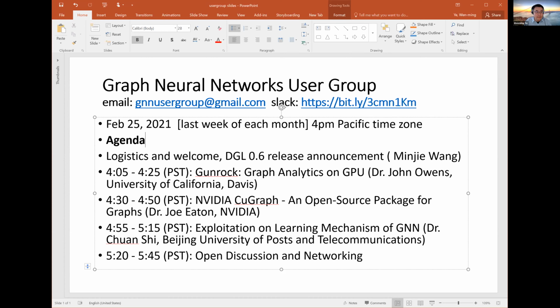So today we have a full schedule. So the DGL 0.6 release will have an announcement. So Mingjie Wang from the DGL team will be making that announcement for the first 5 minutes. And then we'll have Professor John Owens. He will be talking about Gunrock, which is a very popular graph analytics optimization tool. And of course, I'll let him talk about all the other research that he'll be doing.